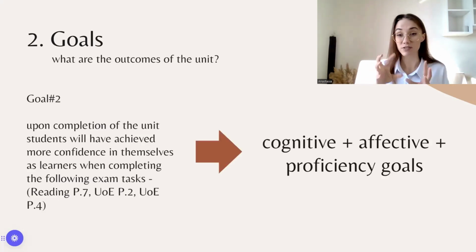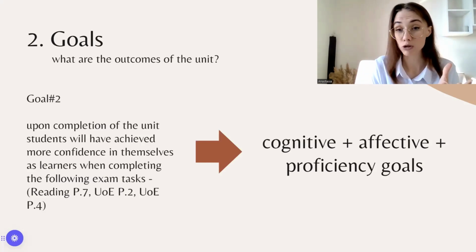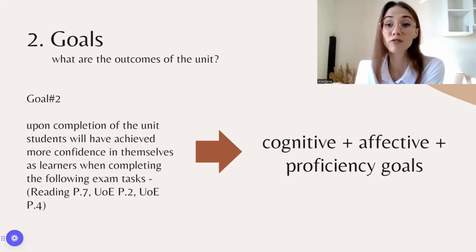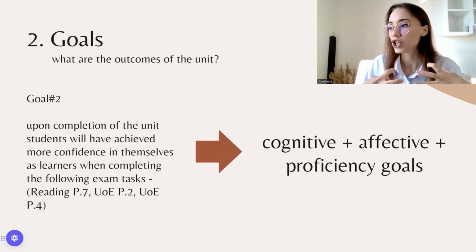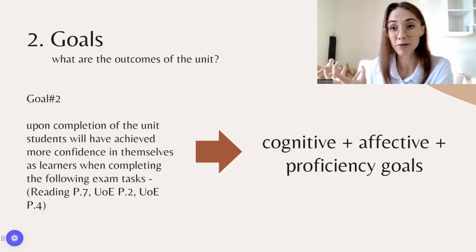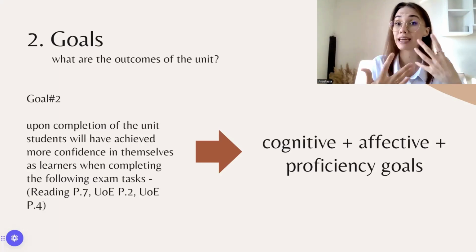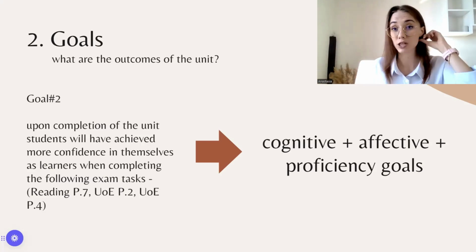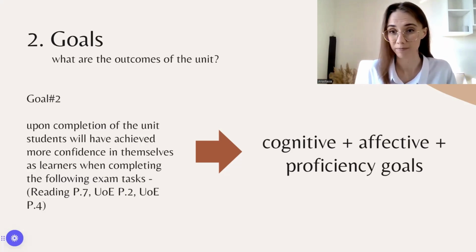So you can see that I have different types of goals. So we have some cognitive goals, the knowledge that I want students to acquire by the end of the unit. We have some affective goals, and affective goals are related to like changed perception of something. Like I want my students to change attitude to the exam. I want them to become more confident. This is an example of an affective goal. And proficiency goals, because I want them to become more fluent. I want to expand their range of vocabulary and the way they can express themselves while talking about these topics. So fluency could be a proficiency goal, which is related to language mastery.